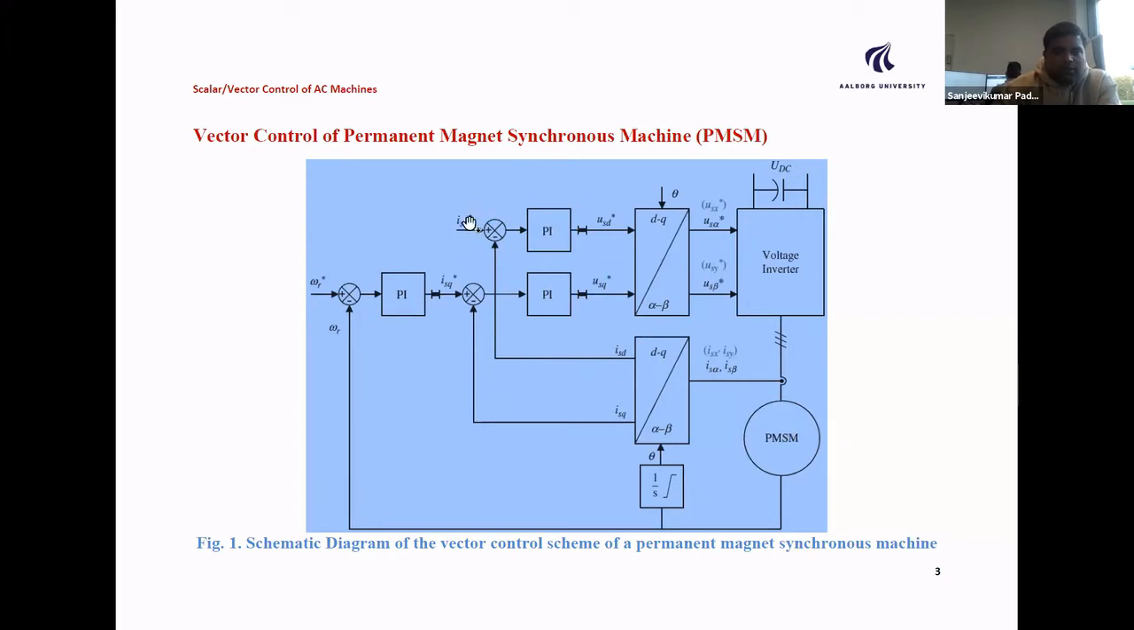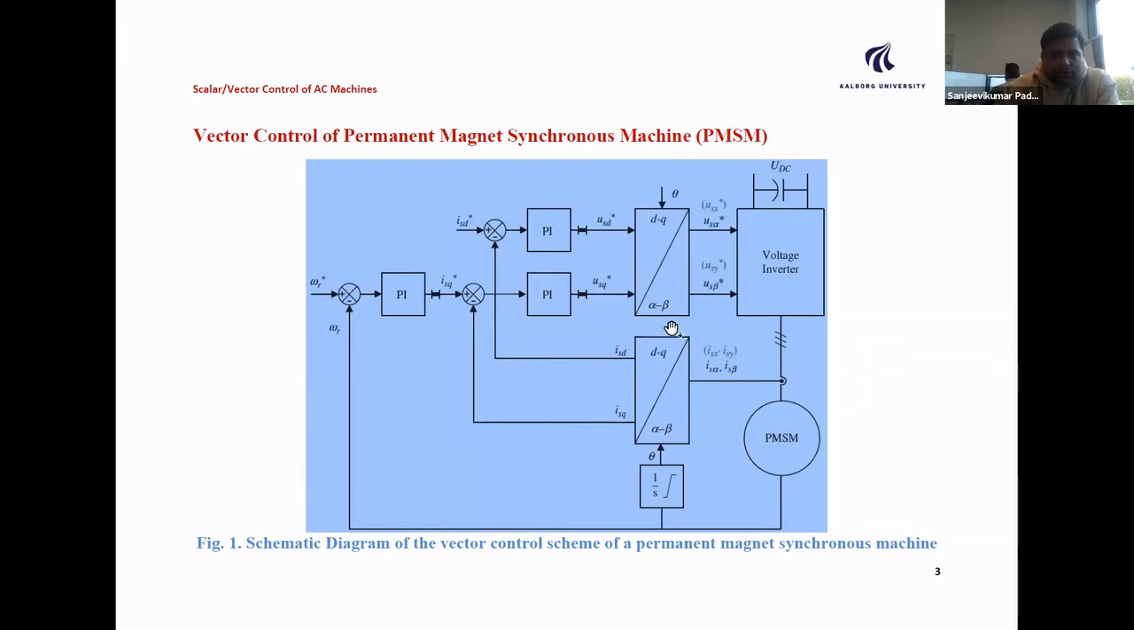So then I can have a reference for your flux. The flux reference is compared to the actual value of your flux producing current from the machine. Then I put a PI regulator for both the cases, so you are able to generate the reference, which is in terms of voltage for your flux and torque.